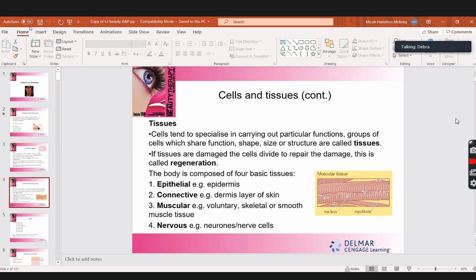I would then go and find somebody else who is of a similar shape or structure or function. Somebody else that needs to do that same unit would come into my little bubble and fill in that gap, regenerate the class. That's the same thing that the cells and tissues do. Right, so the body is composed of four basic tissues. We need to know these, and this is why they're in bold.